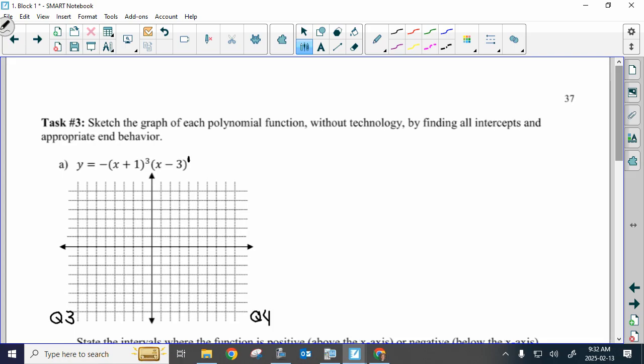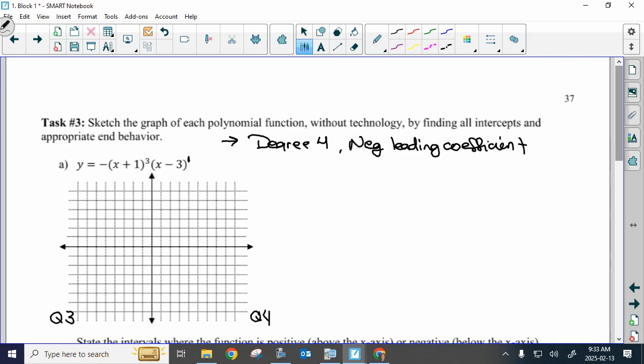When you first interpret this, this is a degree 4, and it's also a negative leading coefficient. So that's definitely my start when I'm interpreting the function, even in factored form.